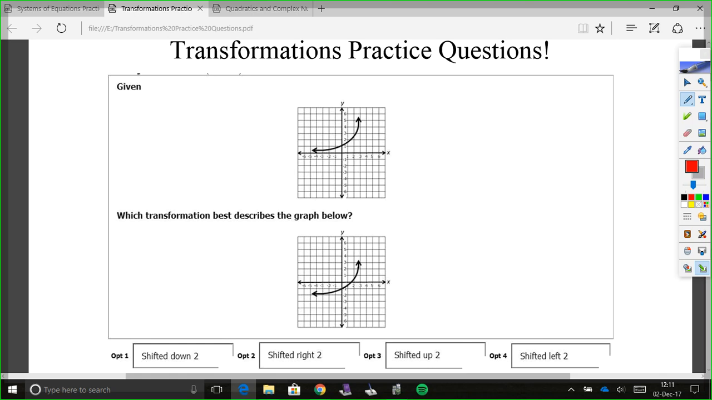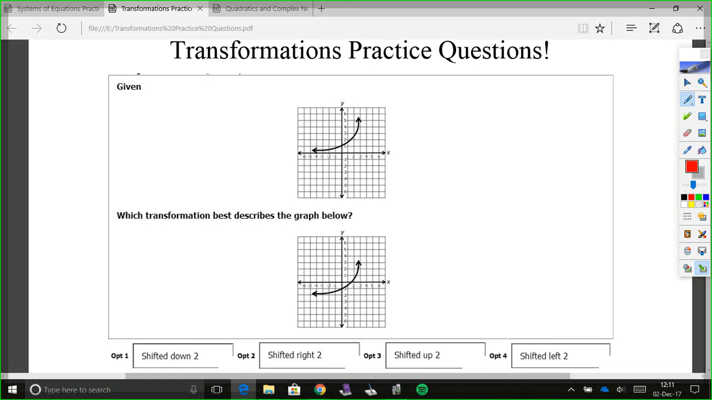Alright, this is transformations questions from PowerSchool that we're going to go over now. This is the non-calculator video, so this is good though. You don't really need a calculator too much on these problems. It could help, but probably better without it anyway.